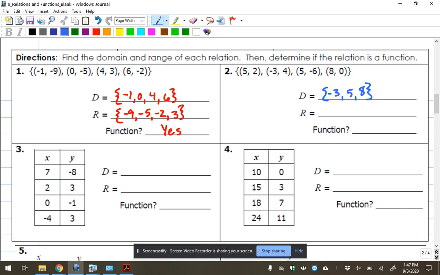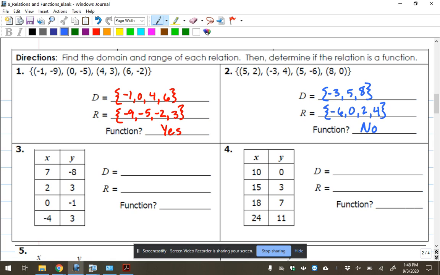Okay? The range for that set would be -6, 0, 2, and 4. Is this a function? Why not? The X value of 5 is repeated, so it's not a function. Okay? So from a set of data, we've got a relation that's ordered pairs. We can decide if that's a function or not based on repeated X values.